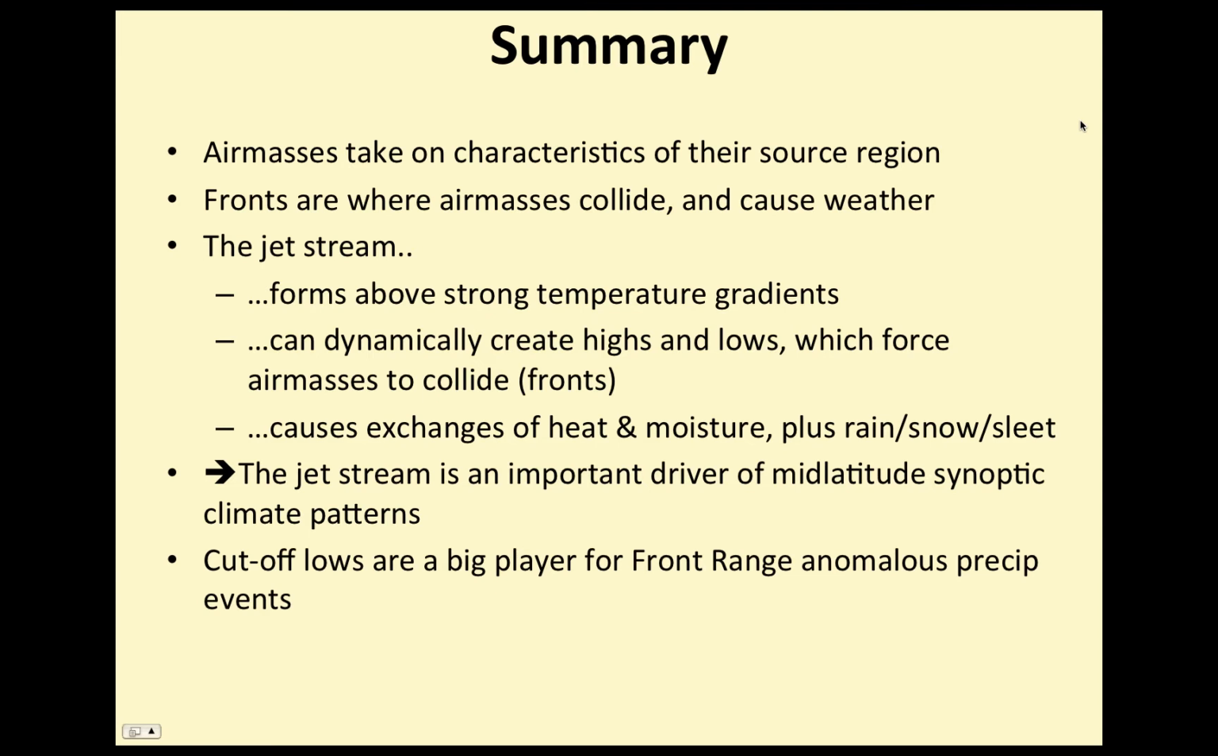Summary from Part 1 of Chapter 7: air masses take on characteristics of their source region. Fronts are where these air masses collide, and they're big weather makers. The jet stream forms above strong temperature gradients. The jet stream can dynamically create highs and lows, which force air masses to collide. So they help force these fronts, so the jet stream's associated with frontal precipitation for that reason. The jet stream also causes exchanges of heat and moisture, plus the weather from these fronts. The jet stream is an important driver of mid-latitude synoptic climate patterns as a result. Cutoff lows, finally, are a big player for Front Range anomalous precipitation events.